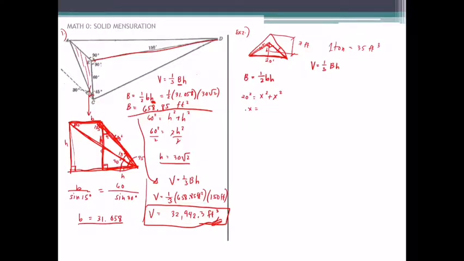Okay, again, 20 squared is equal to 2x squared. Divide the whole equation by 2. So x therefore is 10 square root of 2. We have now our x, 10 square root of 2, but that is not what we are looking for; it is this h right here. So this is our x, 10 square root of 2.